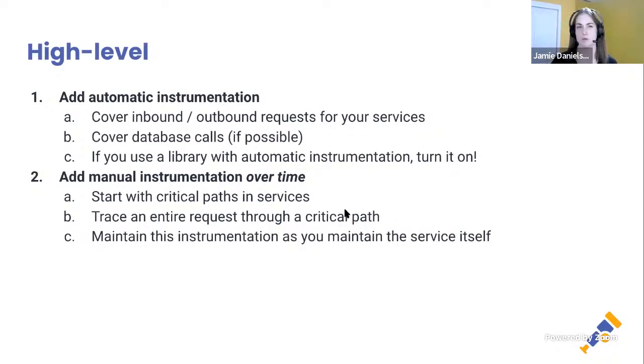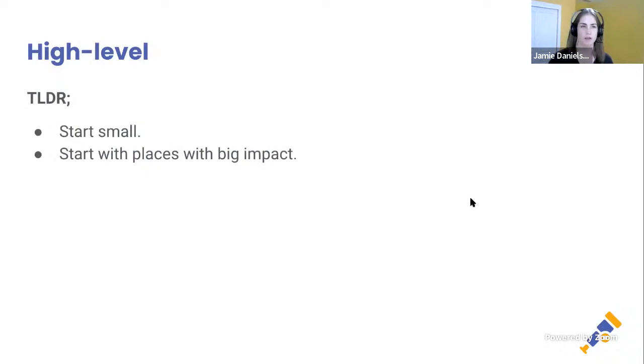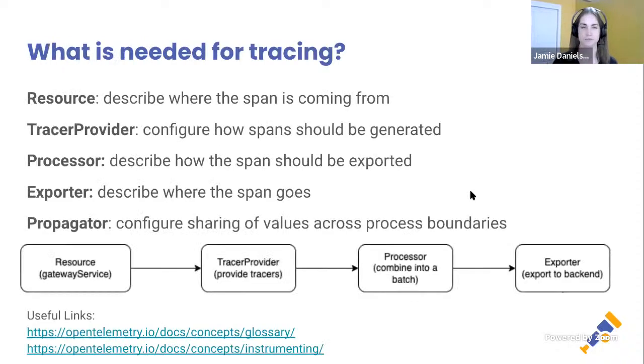From a high level, what we generally want to do is have our more automatic instrumentation. So it's a little bit less hands-on code, just kind of getting started quickly. And then over time, we can add manual instrumentation. So when we find where we have gaps or where we're not seeing the details that we need, that's where we would add in manual instrumentation. The TLDR of that is start small and start with places that have big impact. You don't want to get overwhelmed as you're going through this new process.